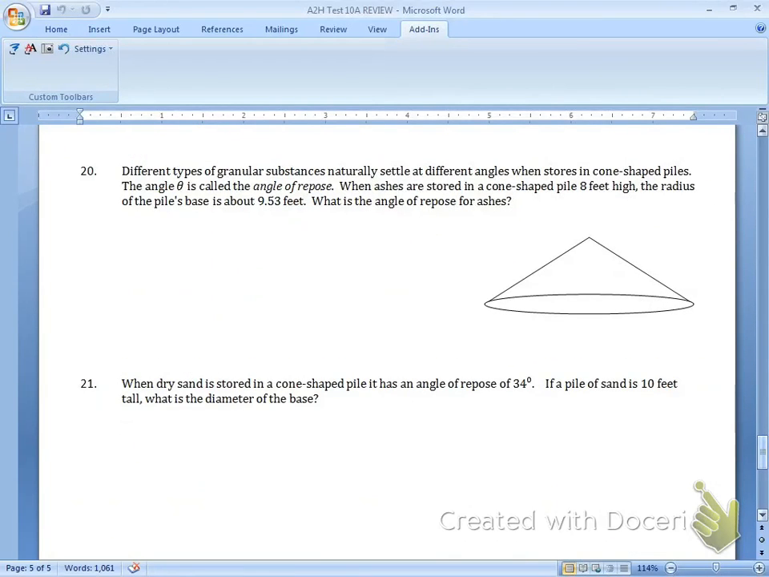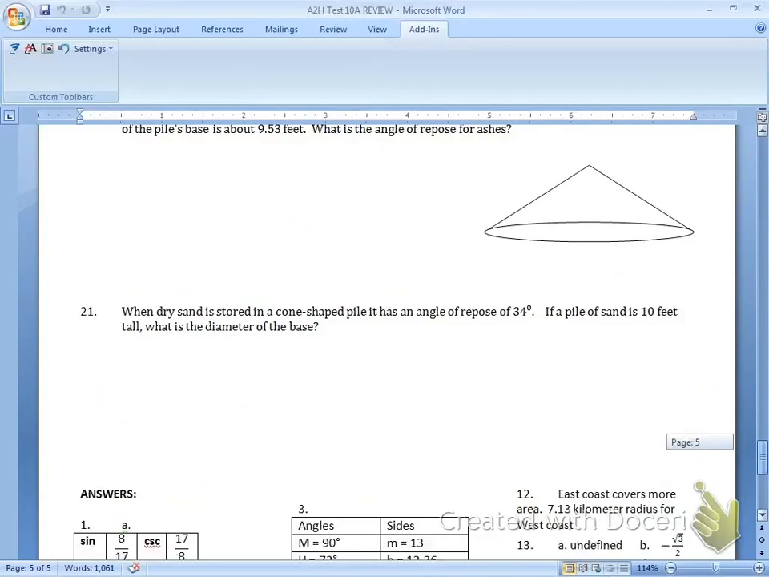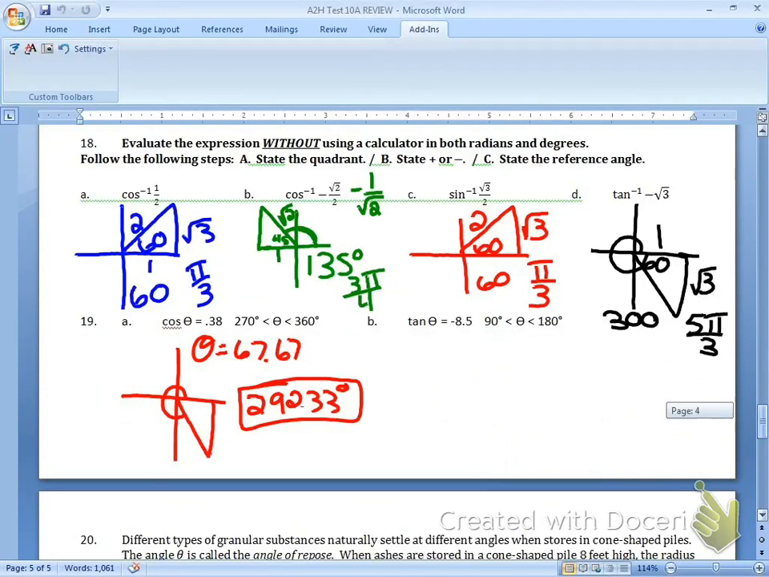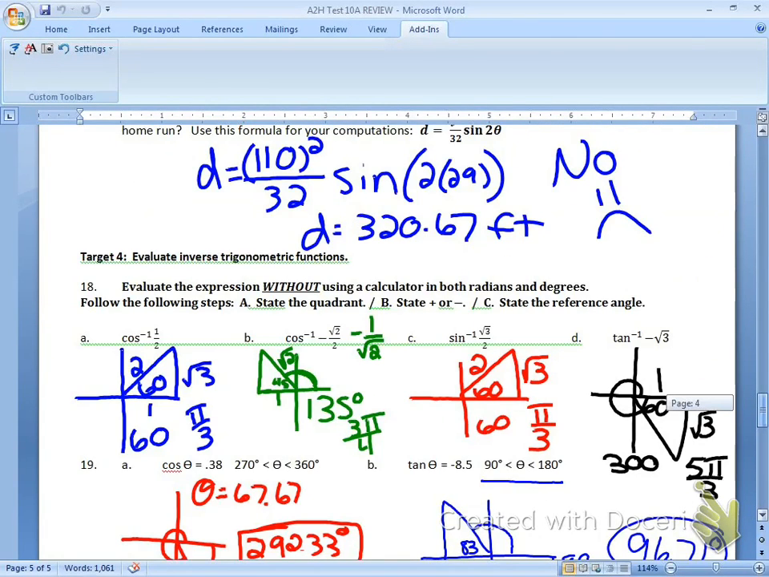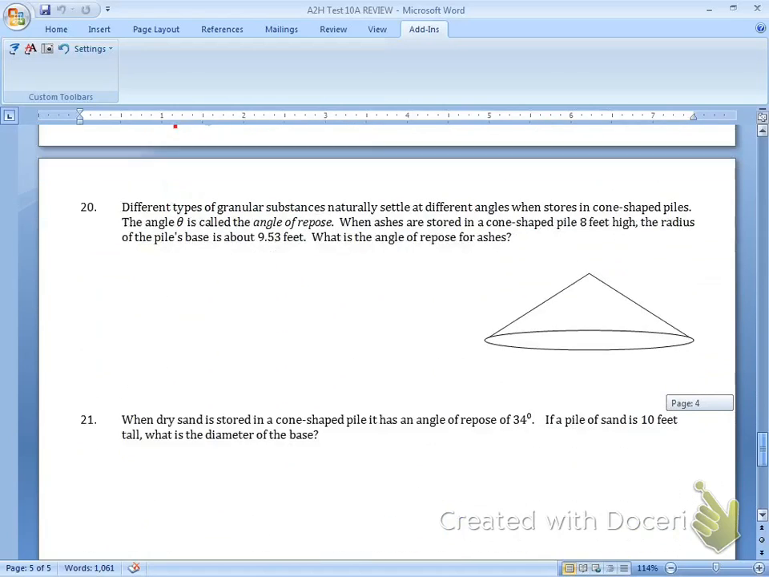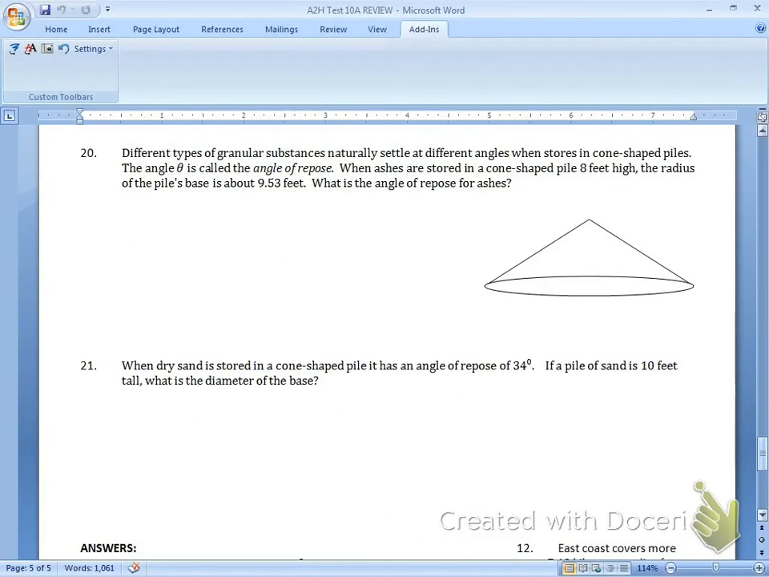Number 20 and 21 both have to do with this picture here. Yeah. Oh, that's frustrating. Oh, for the love. Okay, we're just going to leave it as that.